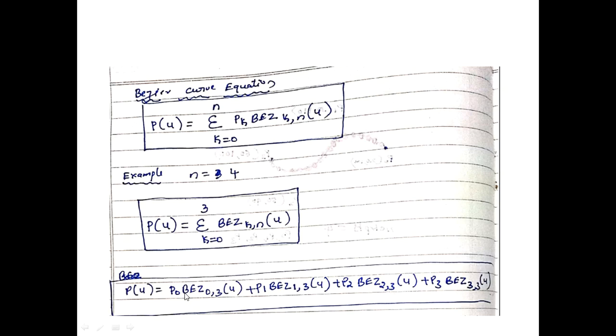Now in this equation, P0 value is given, P1 value is given, P2 and P3 values are given. P0, P1, P2, P3 are the control points. Its value is already given in the program. Now in our program, we need to calculate blending function 0,3 and blending function 1,3, blending function 2,3, blending function 3,3. So we have written very beautiful code to calculate the blending function.